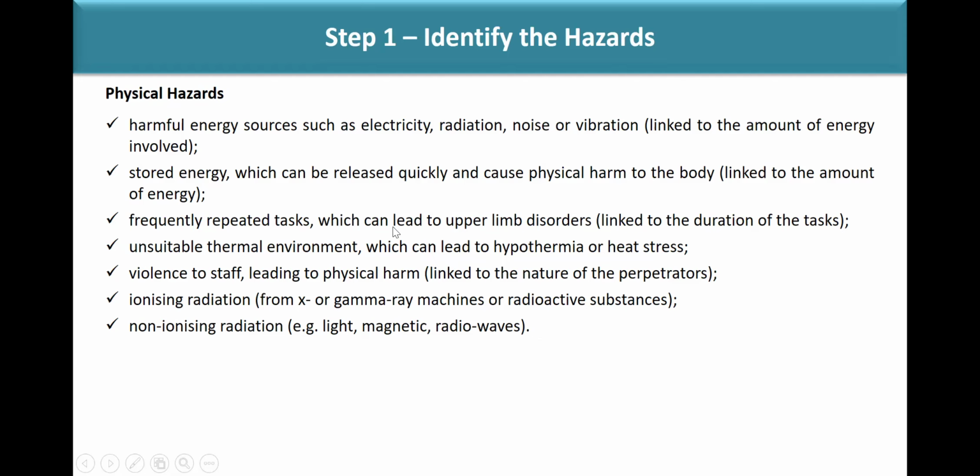Frequently repeated tasks, which can lead to upper limb disorders linked to the duration of the task. Unsuitable thermal environment, which can lead to hypothermia or heat stress. Violence, leading to physical harm linked to the nature of the work. Ionizing radiation from X-ray or gamma rays, machines or radioactive substances, and non-ionizing radiation: light, magnetic, and radio waves.